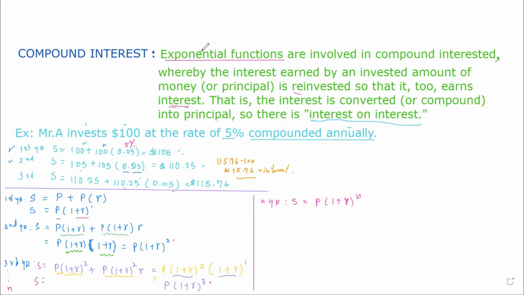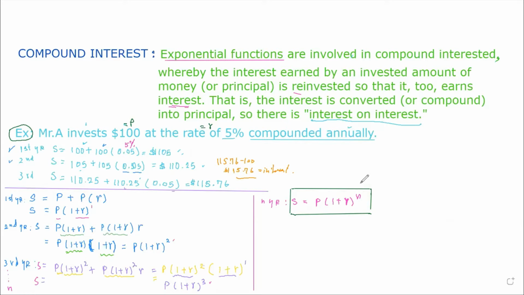So we get a formula here for the compound interest. P is the principal, or the money invested. Like in this example question, P is 100. R is the 5% interest. N is how many years you invest. In this case, we work up to 3 years, so N is 3.